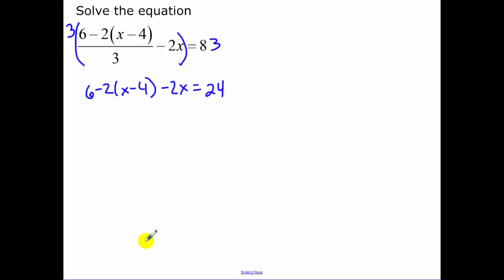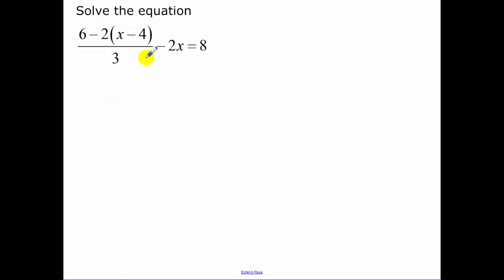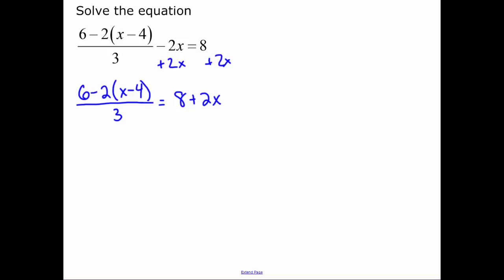So instead of doing that, what I'm going to have you guys do, if you have a function who has a fraction, so we have a fraction here minus a 2x, if you have a fraction with a term being added or subtracted to it, add that term over to the other side. Now what we can do is we can multiply by 3 on both sides.